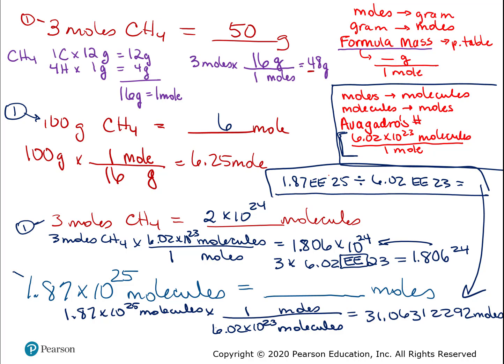1.87 is how many significant figures? 3. So that means I do have to still round my 31.30631292 number, so it rounds to 31.1. Okay? So I have 31.1 moles. So everybody see where the rounding comes. So remember, you go back to your number. You're not rounding by exponents. You're rounding by the number in front of the exponent. 3 significant figures, so my answer should have it.